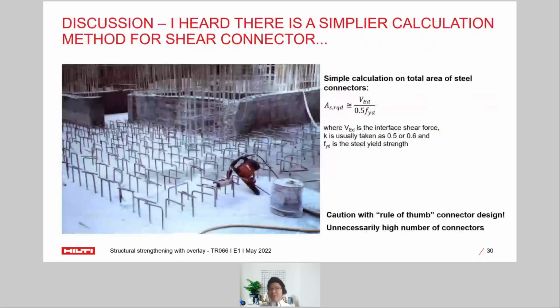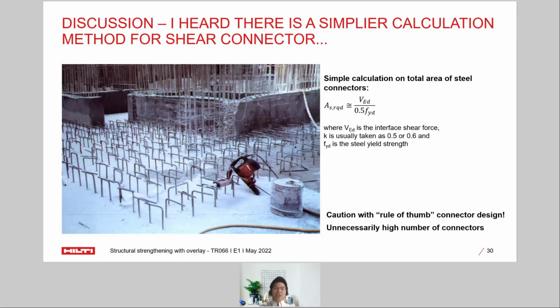Another question, a discussion I want to trigger here: when we are talking about the shear connector or the concrete overlay, we always hear there is a very simple calculation method, like the formula shown in the top right corner. It calculates the total area of steel connector, coming from the shear load divided by the yield strength of the connector, and then you see how many connectors you need.